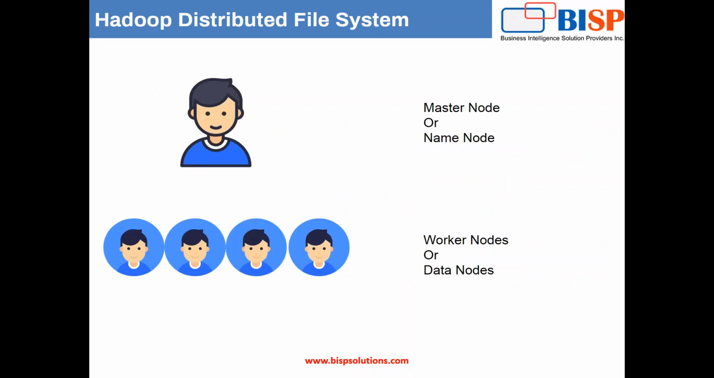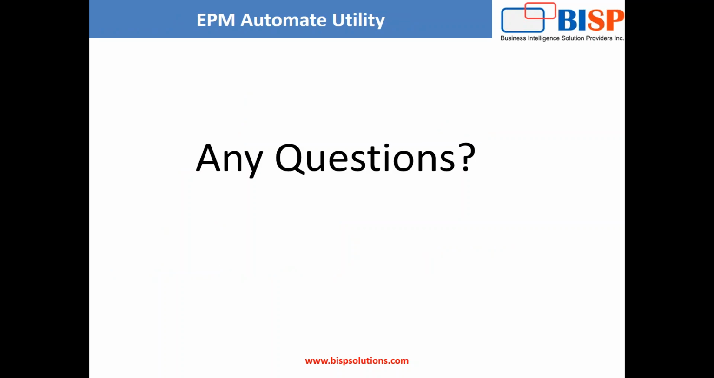So in this example analogy, you are the master node or the name node in a Hadoop distributed file system, and your friends are the worker nodes or data nodes who actually store the data. So any questions? That was a very brief introduction into Hadoop distributed file system.